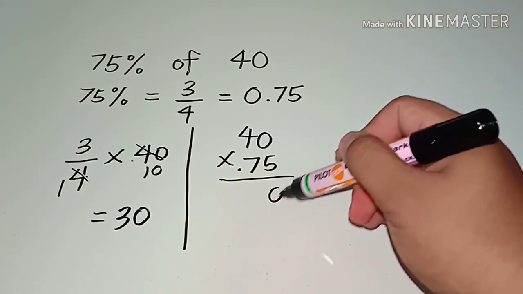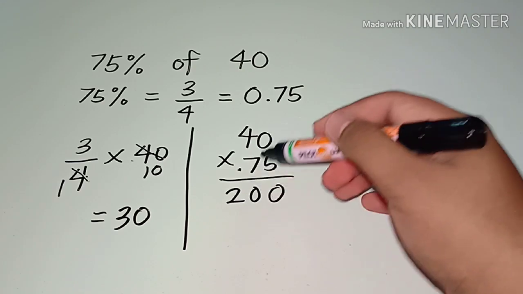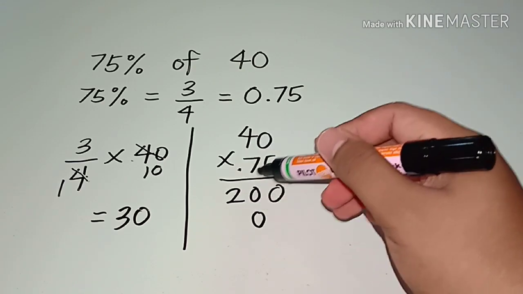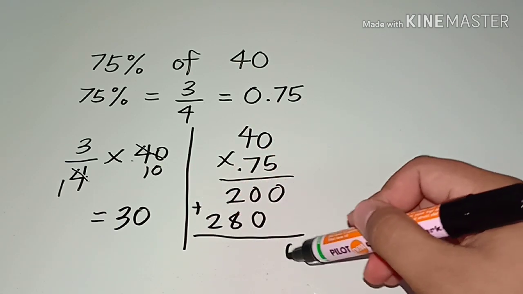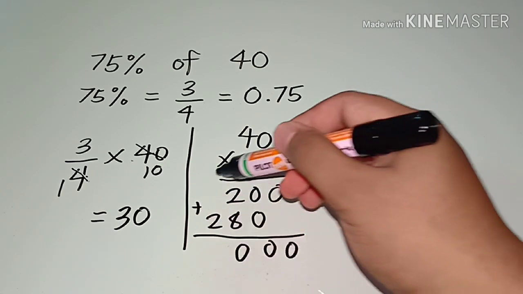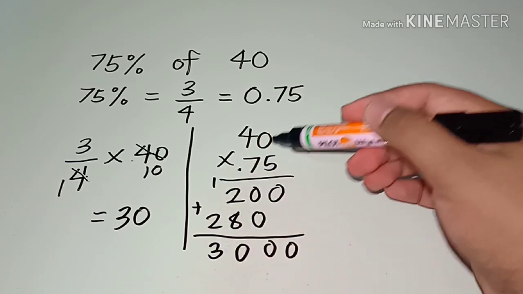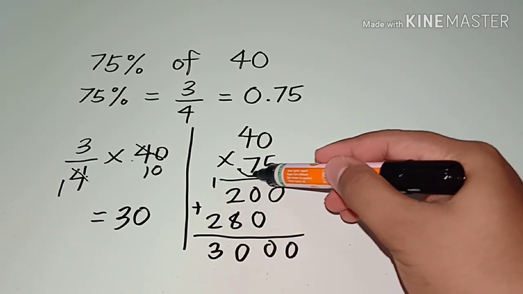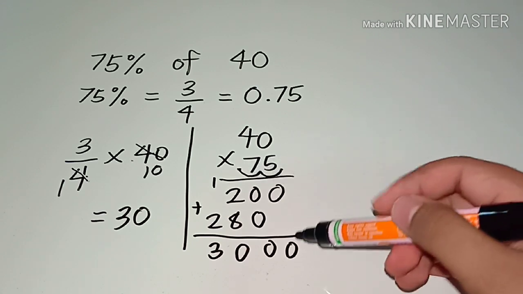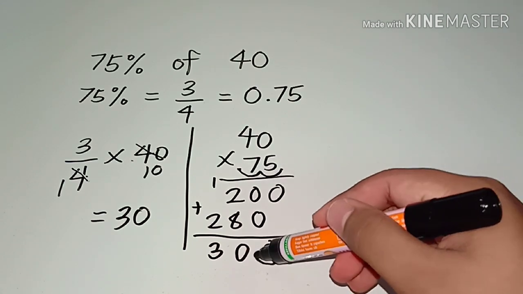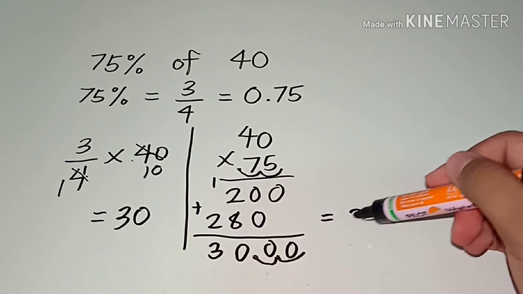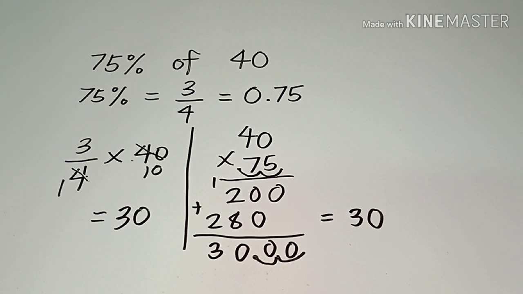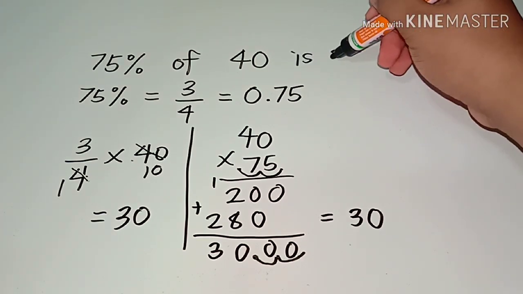5 times 0 is 0. 5 times 4 is 20. 7 times 0 is 0. 7 times 4 is 28. Just add it. So we have 0, 0, 10, and 3. Then count the decimal place to make it a whole number. So it's 2. So from your answer, move also 2 decimal place to the left. So that means 40 times 0.75 will give you 30. Therefore, 75% of 40 is 30.